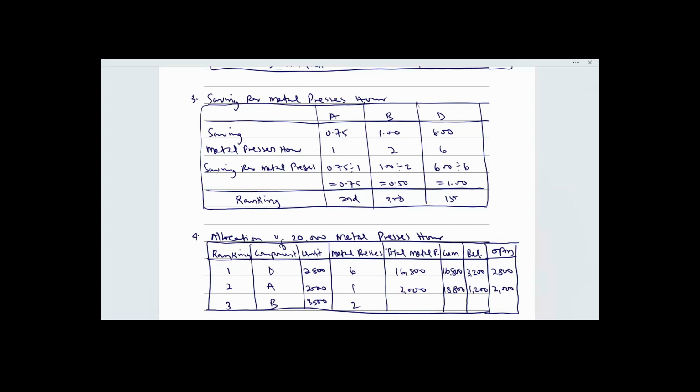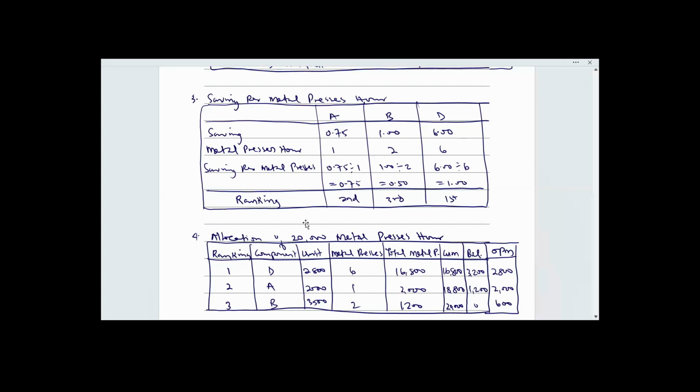Then component B is the last highest ranking. 3,500 multiplied by 2, that's 7,000. Out of 7,000, we only have 1,200 left. So you can't give what you don't have. So I'm going to restrict this one to 1,200. Therefore, 1,200 plus 18,800 will give us 20,000. 20,000 minus 20,000, 0. How many units of component B are we going to produce? That will be 1,200 divided by 2, 600.